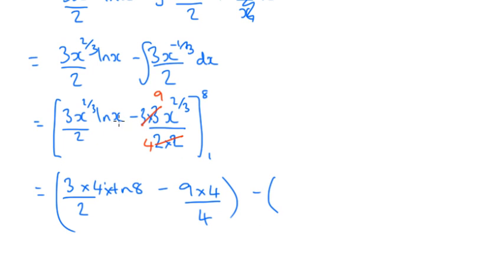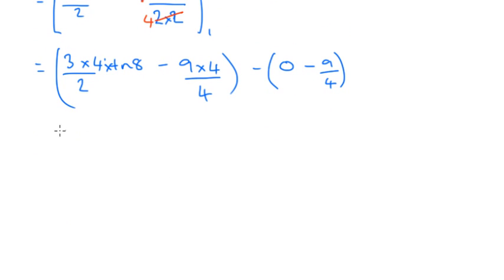And then minus what we get when we sub 1 in. When we sub 1 into the first term, we're going to have an ln of 1, which is 0, so this first term is going to go to 0. Take away 9, and when we sub 1 into x to the power of 2/3, 1 to the power of anything is going to be 1, so we're just going to have the 9 and the 4. So if we simplify that, this is going to cancel down to 6. So we're going to have 6 ln 8 minus 9 plus 9 over 4.